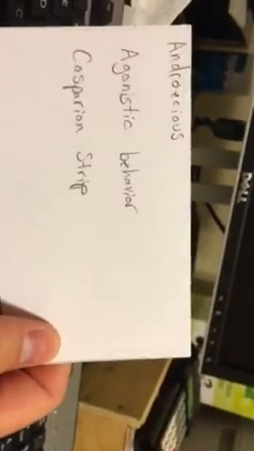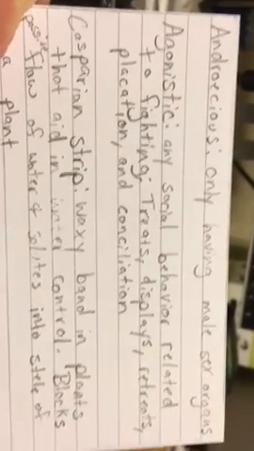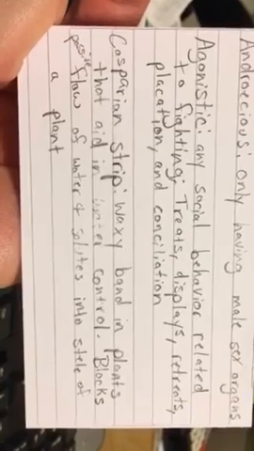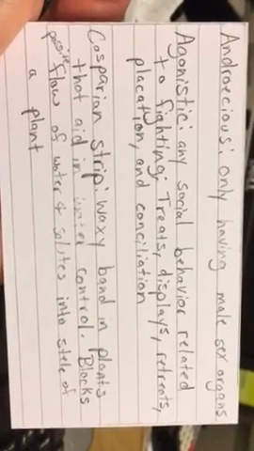Agonistic behavior. Agonistic behavior is any social behavior related to fighting, threats, displays, retreats, placation, and consolation. Okay, Casparian strip. Casparian strip is a waxy band in plants that aids in water control, blocks passive flow of water and solutes into stele of a plant. Stele?